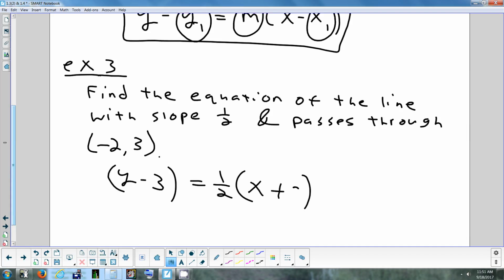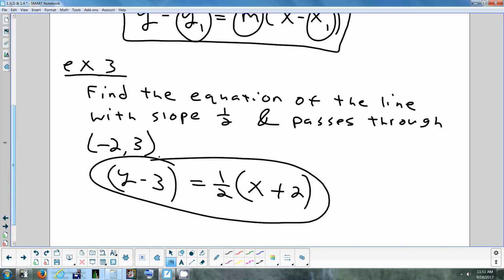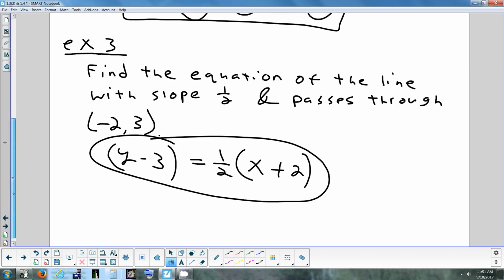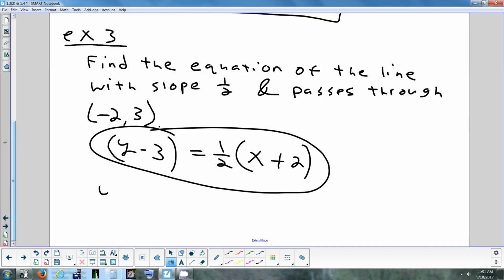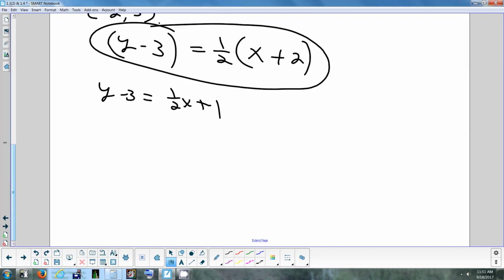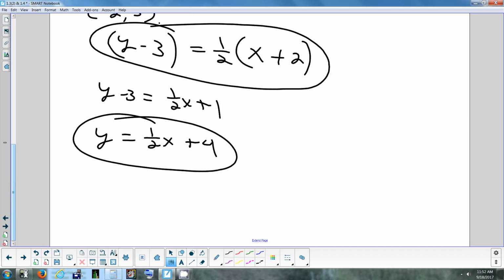So what happens when I plug in minus -2? Becomes a +2. Okay, now technically if they said find the equation of the line, you've done that. That's the equation of a line. It's not in slope-intercept form, but it answers the question. If they wanted it in slope-intercept form, you would distribute out the 1/2. And then what would you do with the 3? You would add it. +4. That's another answer to this problem, this time point slope form.